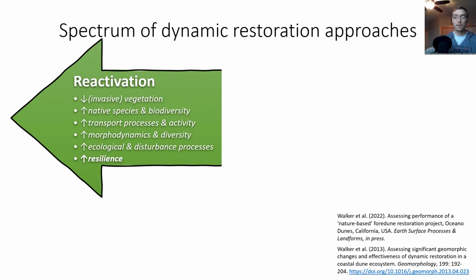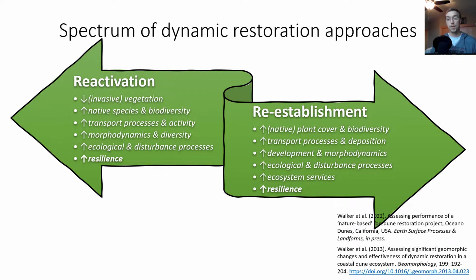So there's a spectrum of these different restoration approaches. We've got reactivation, so we are decreasing invasive vegetation to increase native species and biodiversity, increase transport and activity, increase morphodynamics and geomorphic diversity, so different types of processes and landforms, improve ecological and disturbance processes, and then improve resilience. We also have reestablishment, so increasing native plant cover and biodiversity, increasing transport processes and deposition, increasing development and morphodynamics, increasing ecology and disturbance processes, increasing ecosystem services to increase resilience.